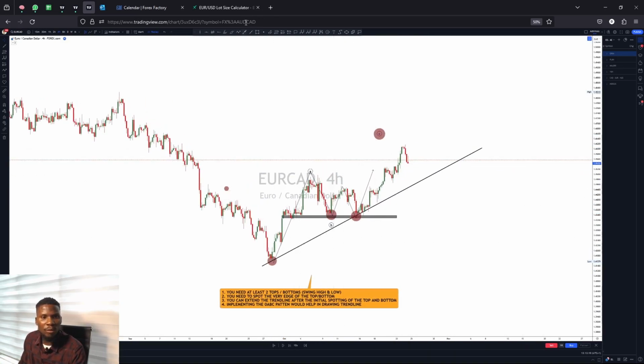Now we have a break of what? We have a break of structure right here. Okay, where is the break of structure? We have a clear break of structure right here.